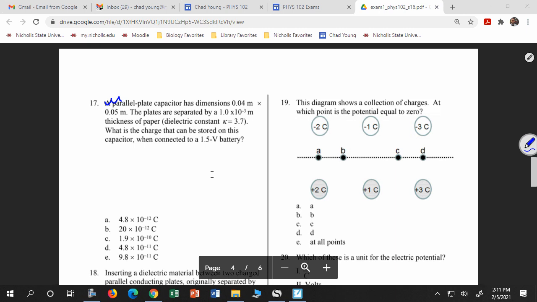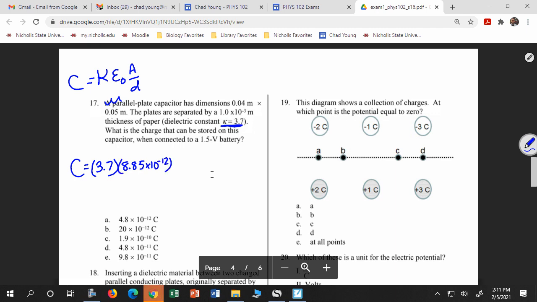So what is the charge that can be stored on this capacitor? You're going to have to calculate the capacitance of a capacitor. And remember, the capacitance of a capacitor is kappa epsilon naught A over D. The kappa is the dielectric constant, that's 3.7. Epsilon naught is on your equation sheet. I'm not going to give it to you on your exam, but it's on your equation sheet. That's 8.85 times 10 to the minus 12.